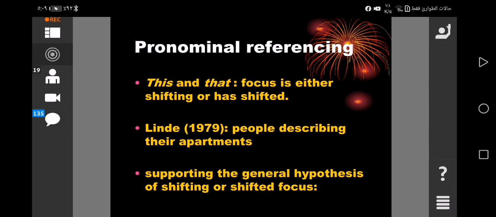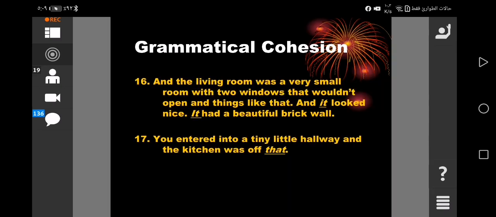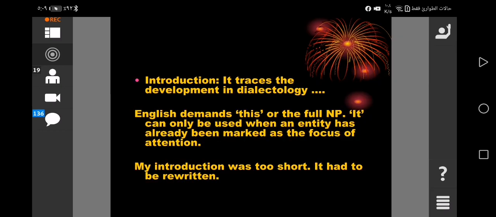So, when the focus of attention changes, we use this or that. When the focus of attention does not change, we use it. Well, I showed you these examples. Take this example. These are examples that might appear in your papers or in your thesis later on.